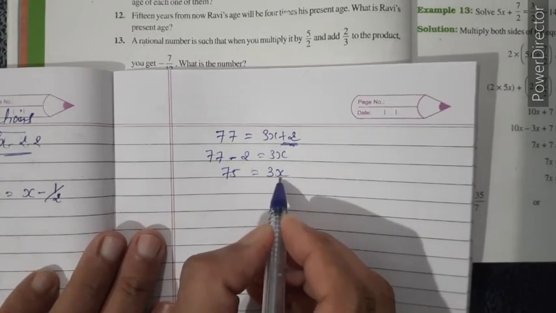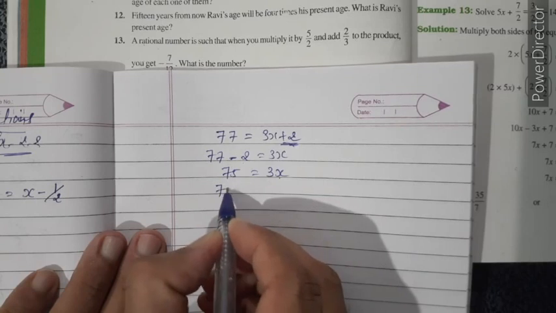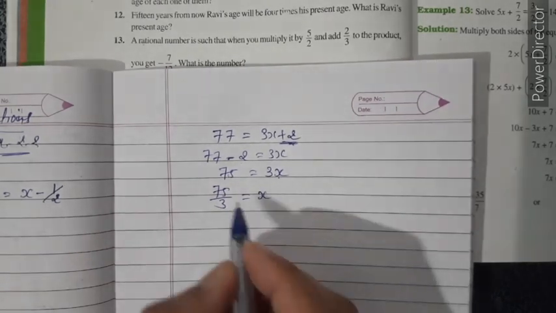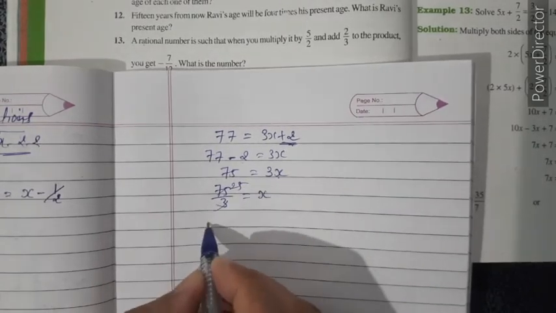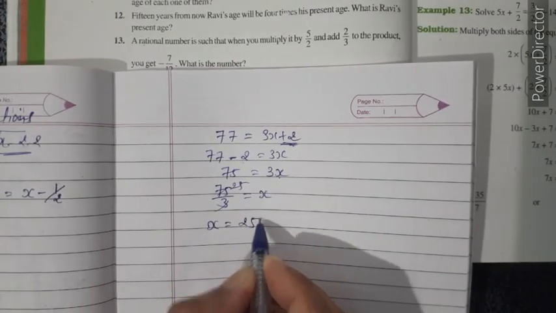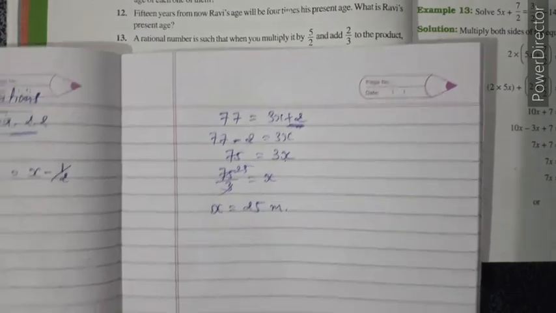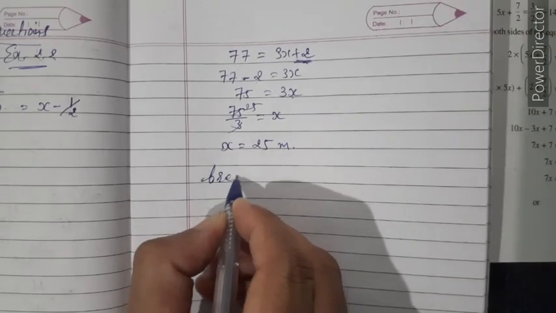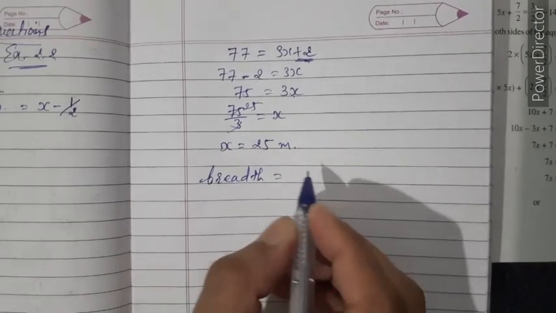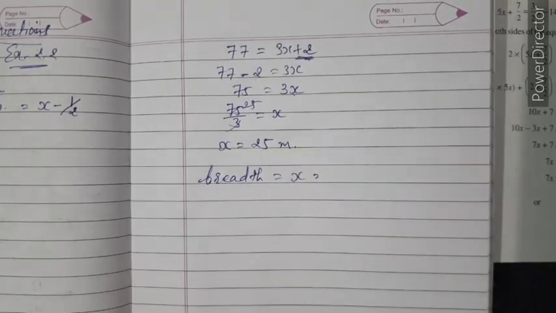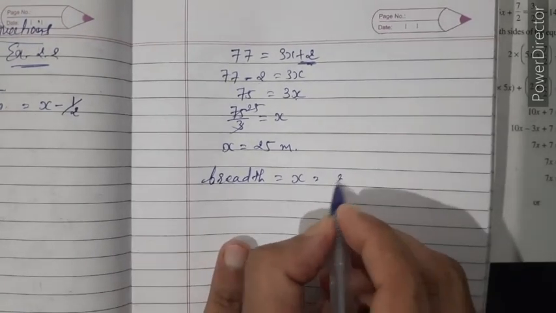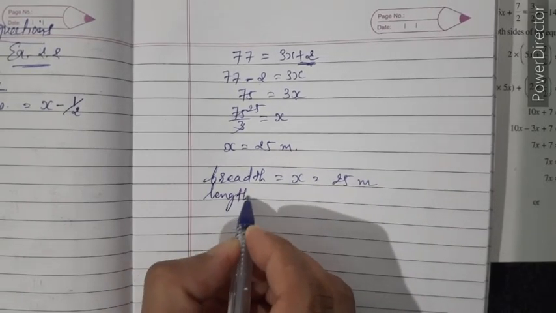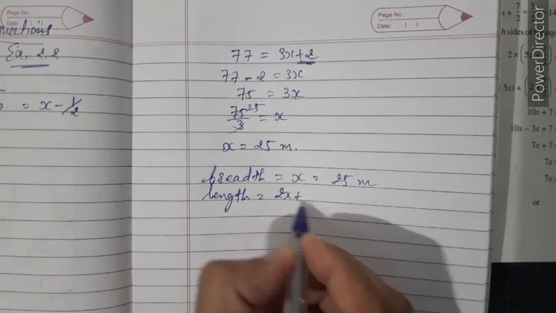Now 3x means 3 into x, multiple. Side change. So what to do? Division. 75 divided by 3. 3 25s are 75. So what is the value of x? That is 25 meter. Now find out breadth and length. So first, breadth equal to x. We guessed x for that one. X means 25 meter. And length equal to, that is 2x plus 2.